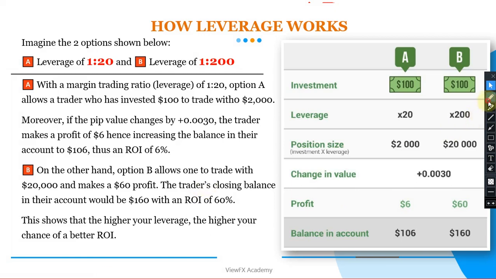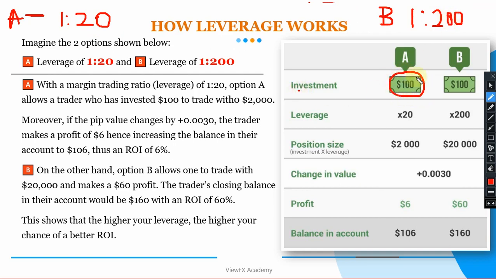So now here, let's see a particular example using two specific leverages. Leverage A is 1 to 20. Then leverage B is 1 to 200. Let's see how it can help you to make profits or loss. This first person has leverage of 1 to 20 and this second person leverage of 1 to 200. And both of them invested $100. They invested the same amount.